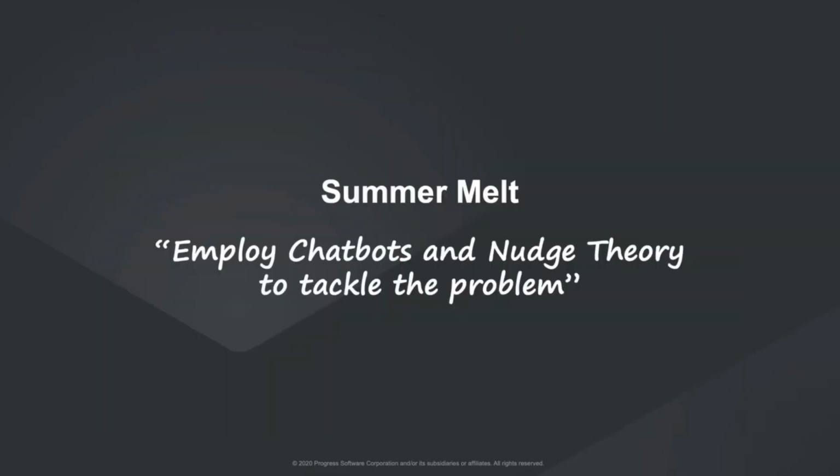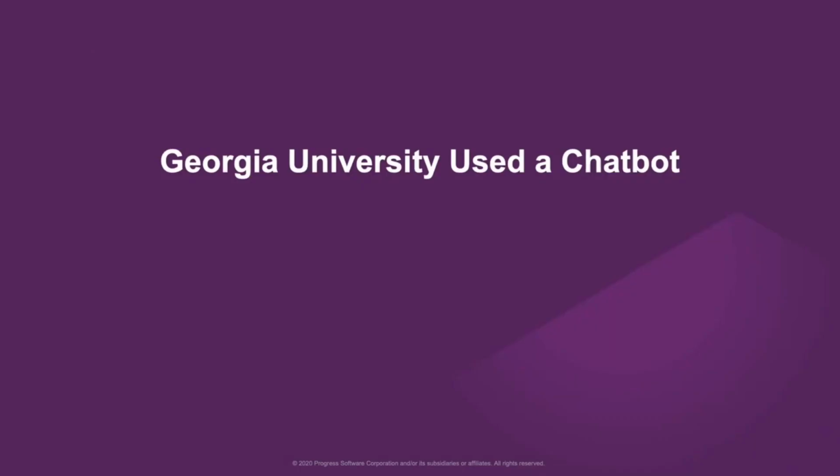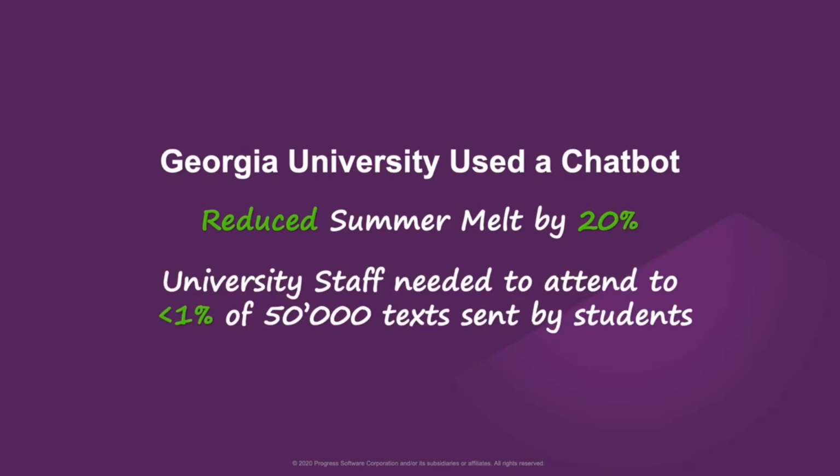Another challenge that is really serious in higher education is summer melt. This is when students enroll in your courses in the summer, but when the summer is over and it's time to start the university, they never really turn up. And for this, we could employ chatbots and the nudge theory to tackle the problem. There is a very well documented case study in which Georgia University used a chatbot, which helped them reduce summer melt by 20%. And this was achieved with the university staff needing only to attend to less than 1% of the 50,000 texts that were sent by the students, which is pretty amazing.